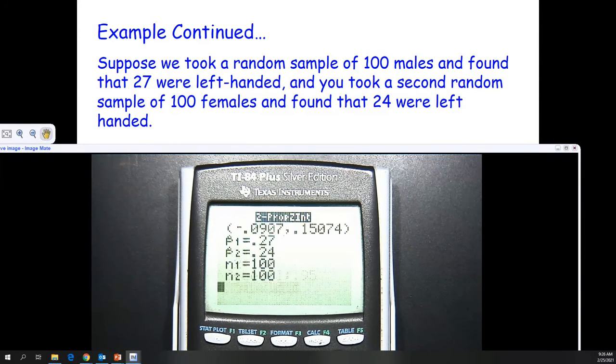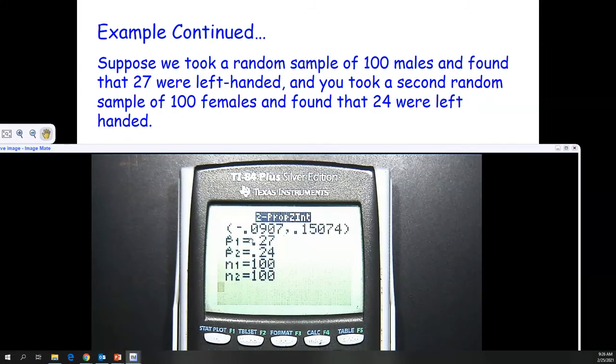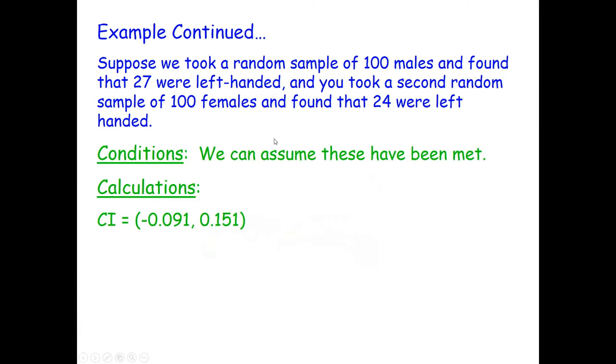Let's check if I got the same answer they did. 95 is the most common, so that is what they got. Cool. So negative 0.091 to 0.15074. And if you're looking at this, you're thinking, how do you get negative proportions? Well, what they're doing is they're subtracting the 2. So it is possible to get negatives when you subtract 2 numbers. So that's where this little negative part of the interval comes in. Most of the interval is positive because males do seem to be more likely to be left-handed, at least according to the sample. But there's a chance that the females have a higher proportion if you took another sample.